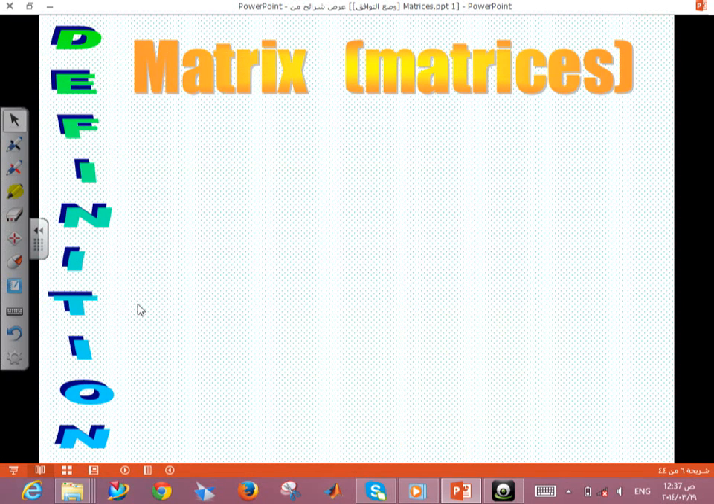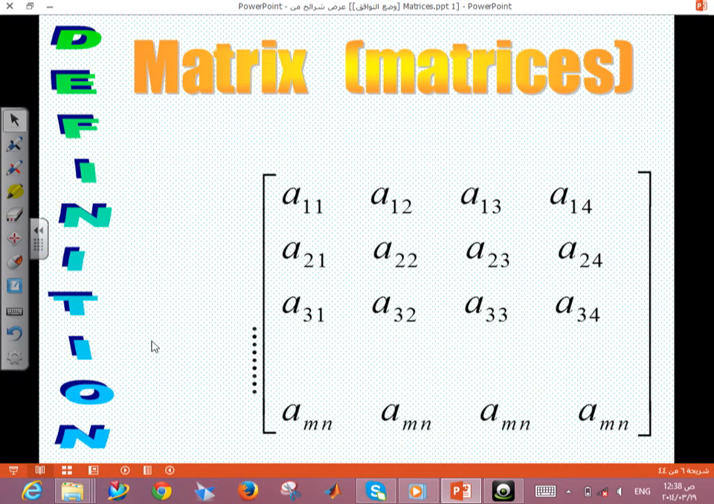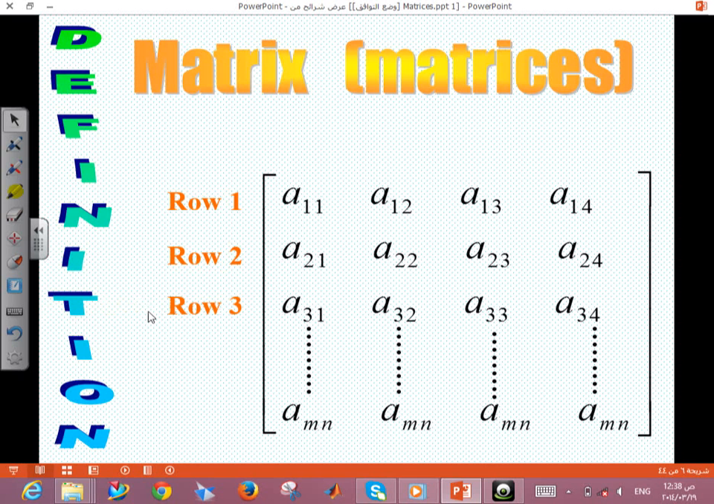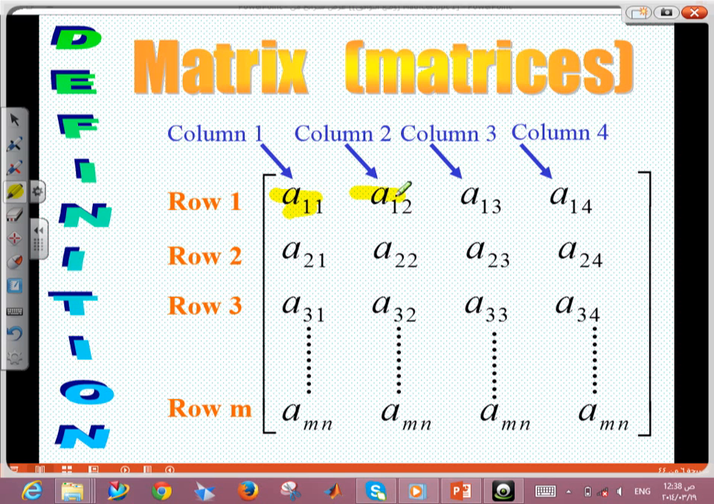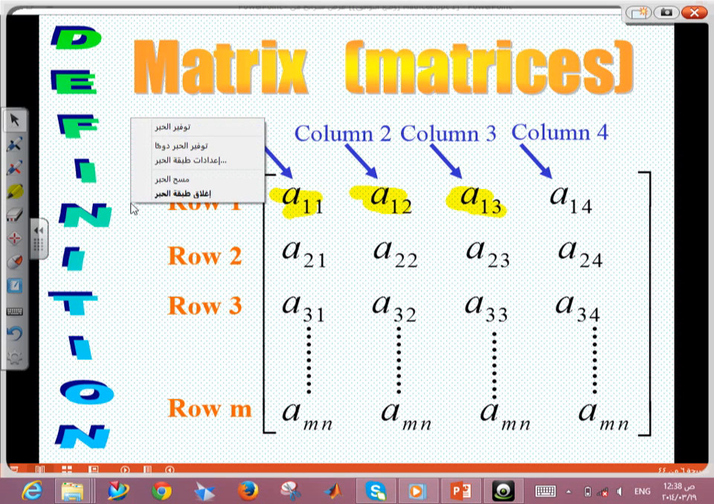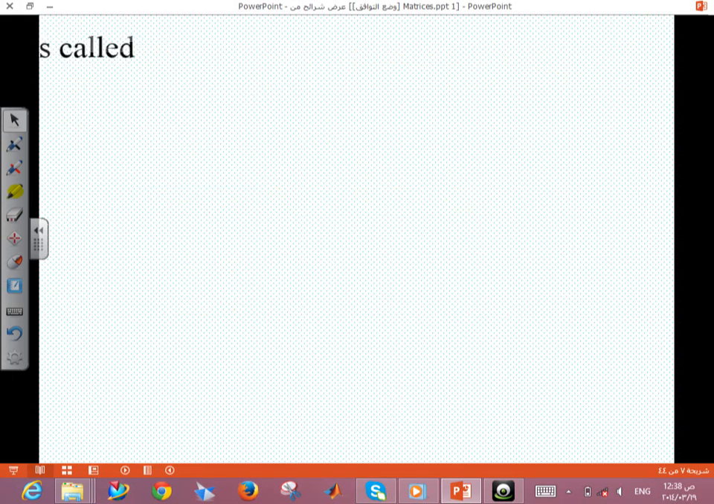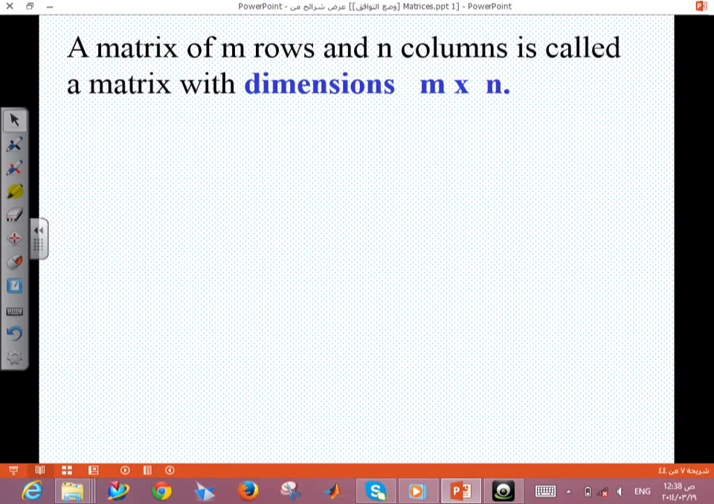Okay, after that, a matrix contains elements. Let's say row 1, row 2, row 3, until row m, column 1, column 2, column 3, and column 4. This is the element A11, first element, second element, third element, and so on. A matrix of m rows and n columns is called a matrix with a dimension m times n.